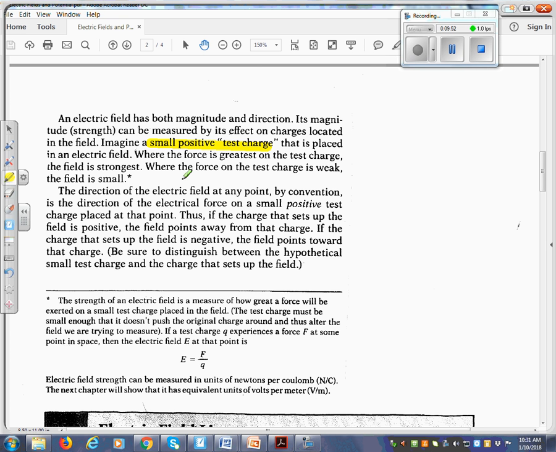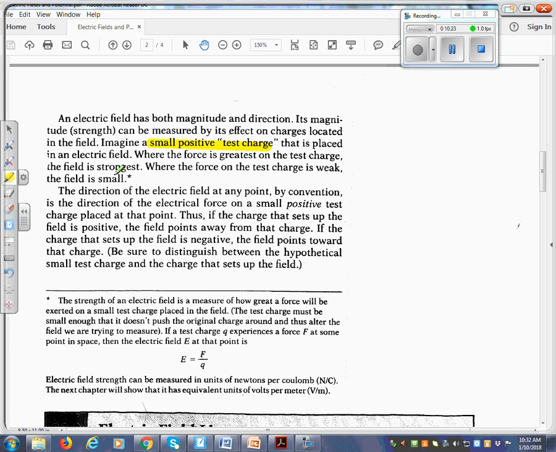So we can measure gravitational fields by just using everyday objects, but to measure electric fields, everyday objects have mass, which is why they're affected by a gravitational field, but they aren't affected by electric fields because they have to have a charge to be affected. So we use a positive test charge to test them. Where the force is greatest on the test charge, the field is strong, and where the force on the test charge is weak, the field is small.